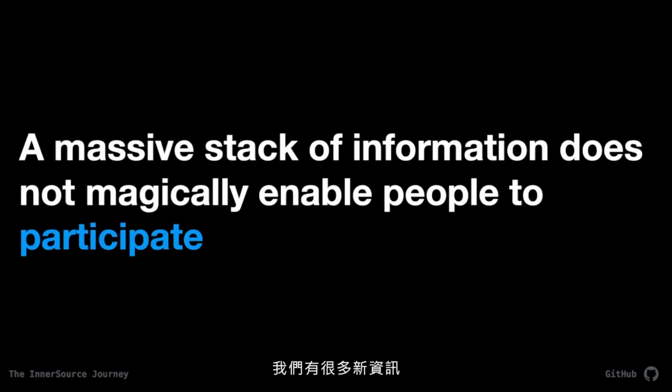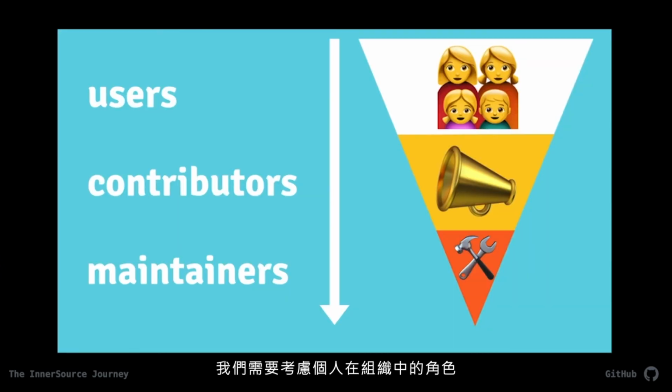So this is great. We've got a lot of new information if we're opening up repositories and giving people access. But just because people have a lot of information doesn't mean they can magically now participate in the process. In order to be effectively participative, we need to think about the roles of individuals within the organization, similar to the way we think about them in the open source community. At the top end of this funnel, we should think about this as a transparency funnel, being able to share the right information with the right folks at the right levels of the organization.